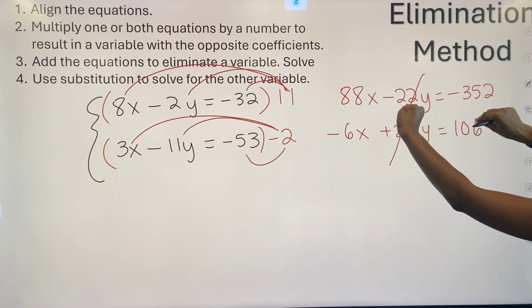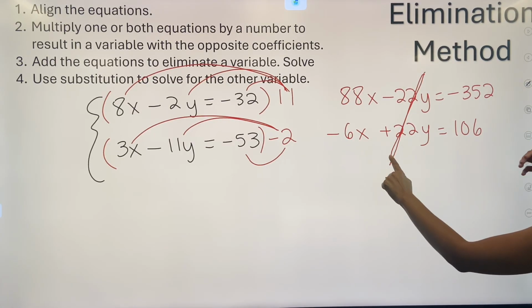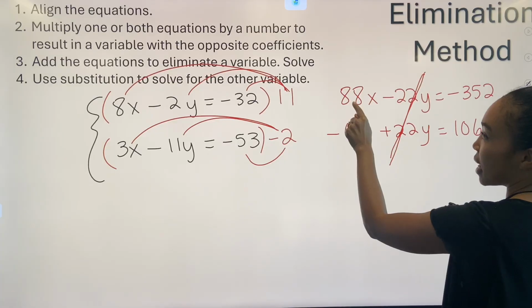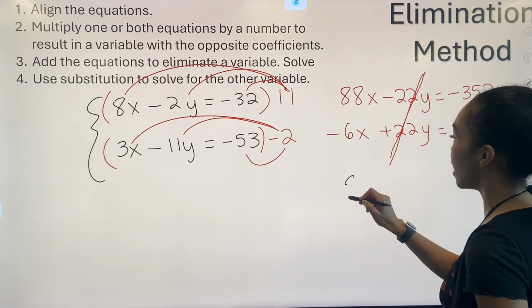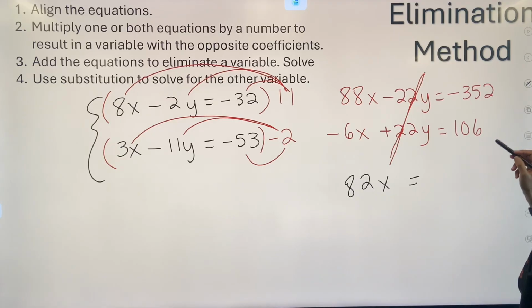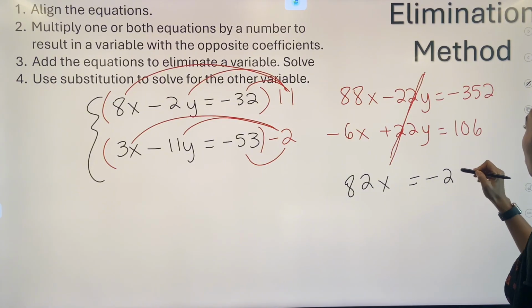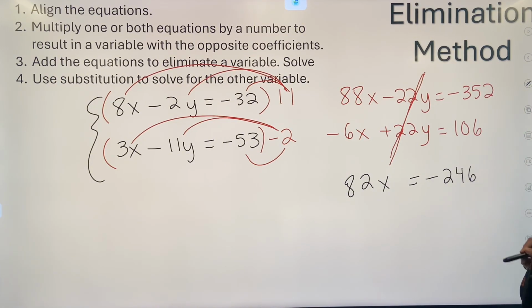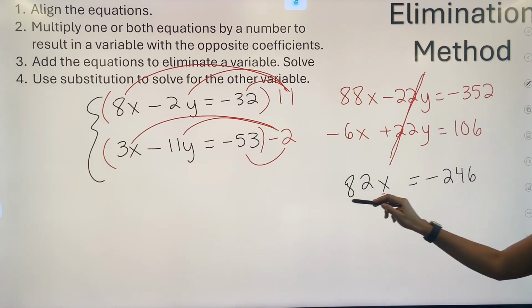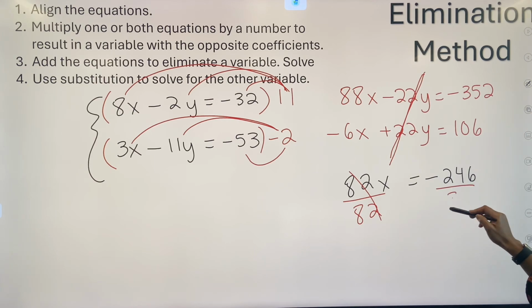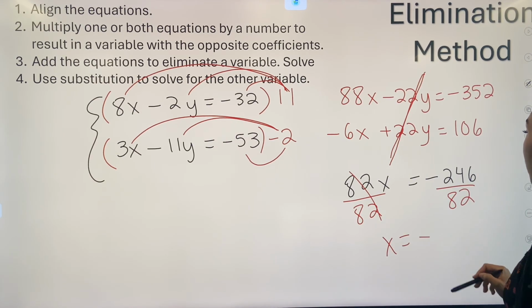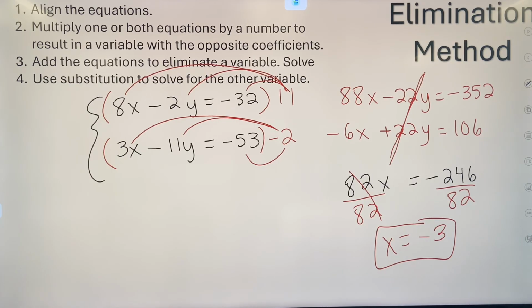Okay, now I'm gonna add these together. When I add these two equations, those cancel. And I'm left with 88x and a -6x, that's 82x. And this will be -246. Okay, so now I'm gonna divide both sides by 82. And I get x is equal to negative, I'm gonna assume that's about 3. So I get x equals -3.